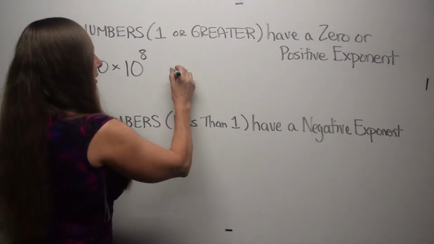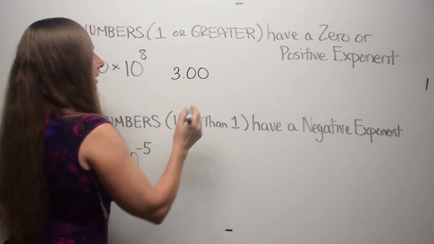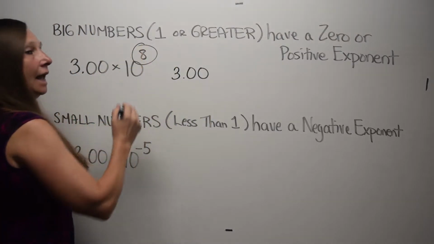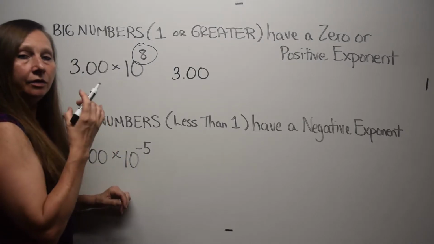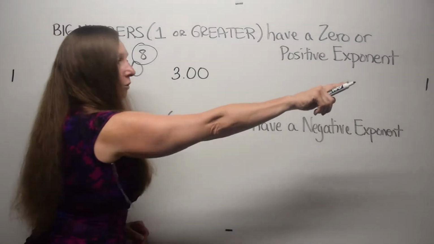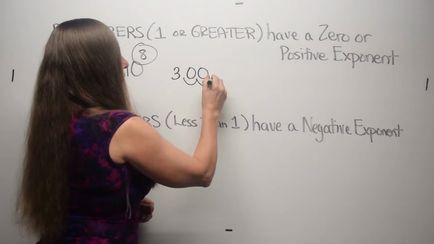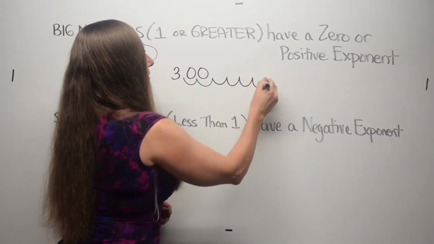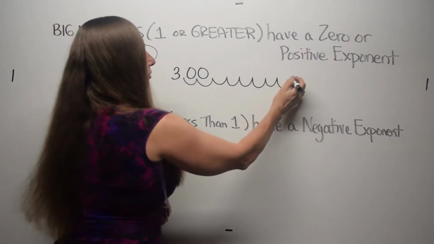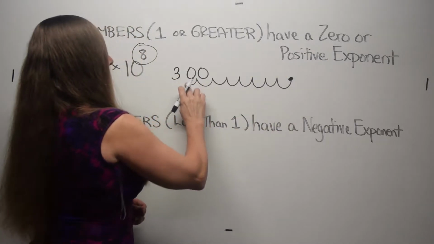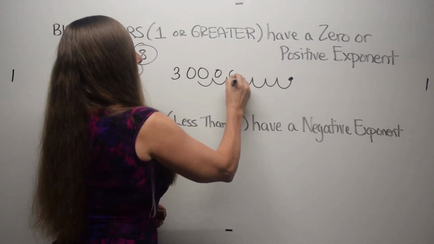So take the 3.00 and move the decimal point 8 jumps, making the number bigger. You have to go that way. 1, 2, 3, 4, 5, 6, 7, 8. All right, so the decimal is here now.